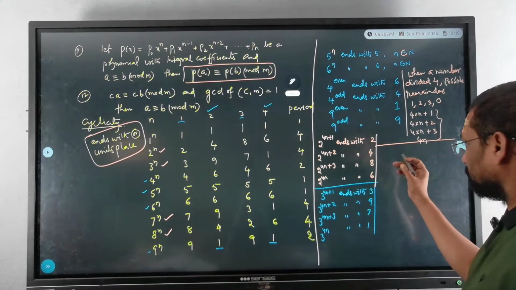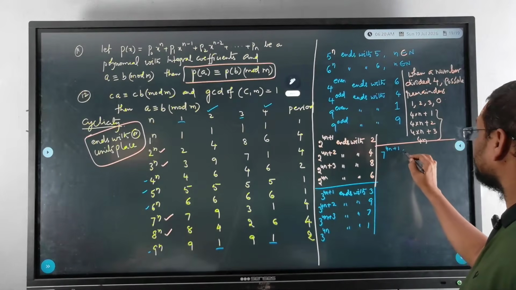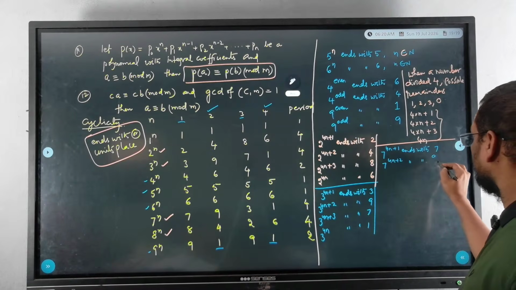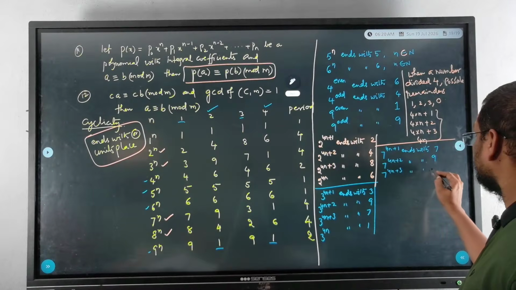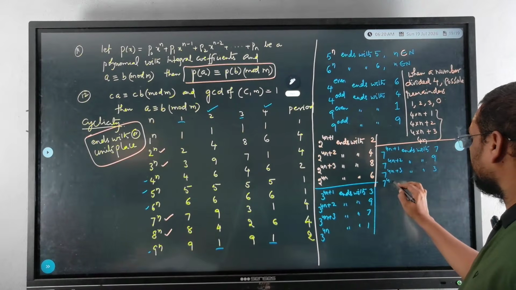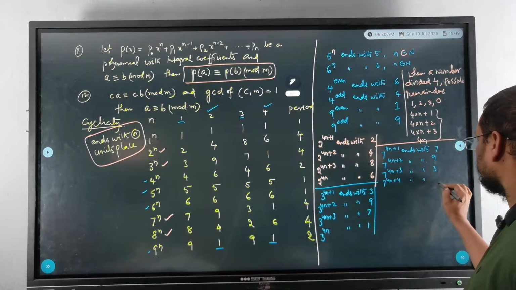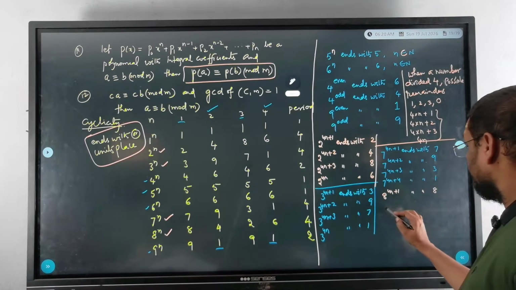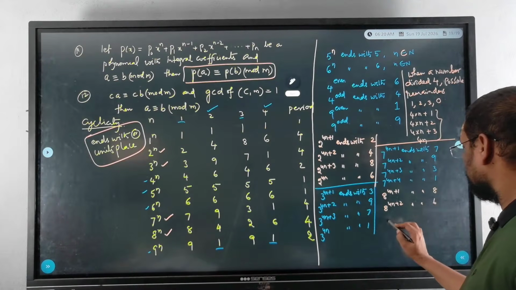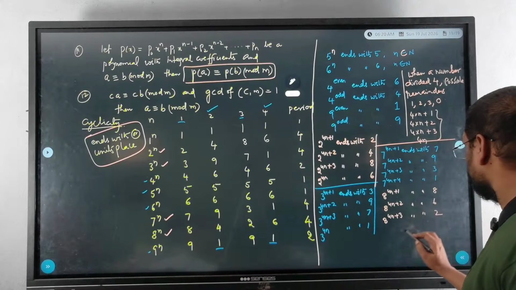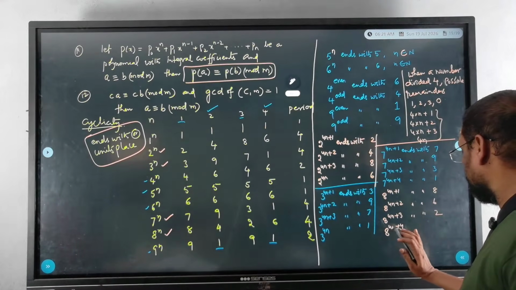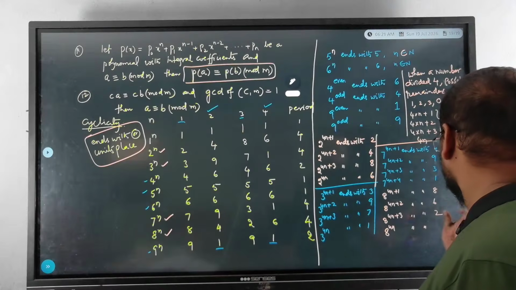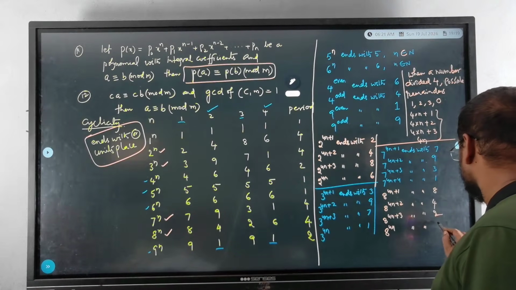Next, 7 power 4n plus 1 ends with 7. 7 power 4n plus 2 ends with 9. 7 power 4n plus 3 ends with 3. 7 power 4n ends with 1. 8 power 4n plus 1 ends with 8. 8 power 4n plus 2 ends with 4, sorry, this is 4. 8 power 4n plus 3 ends with 2. 8 power 4n ends with 6.